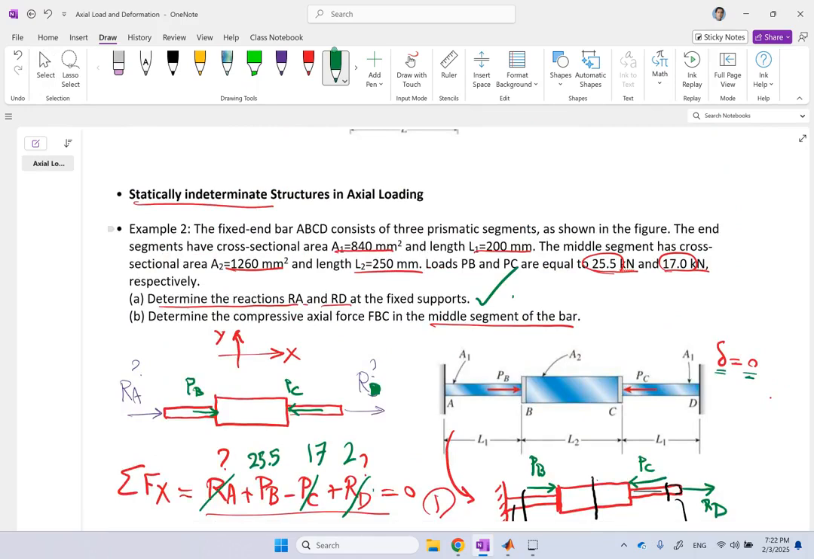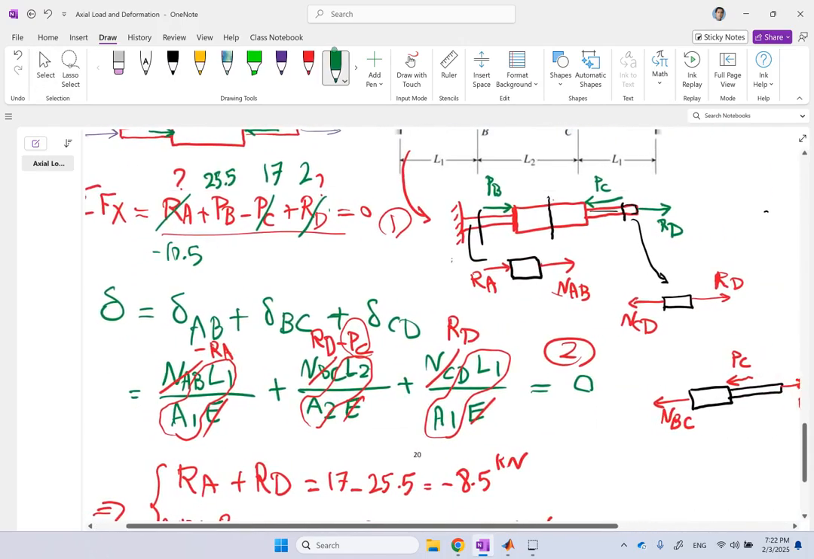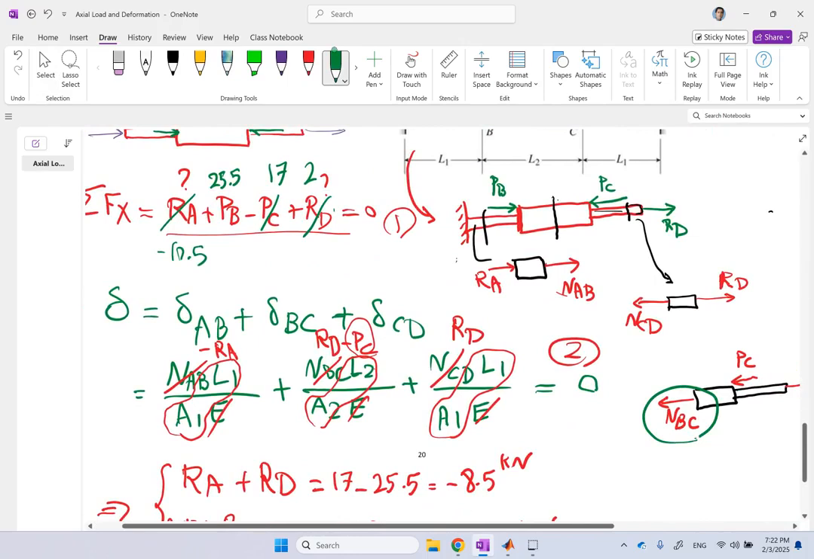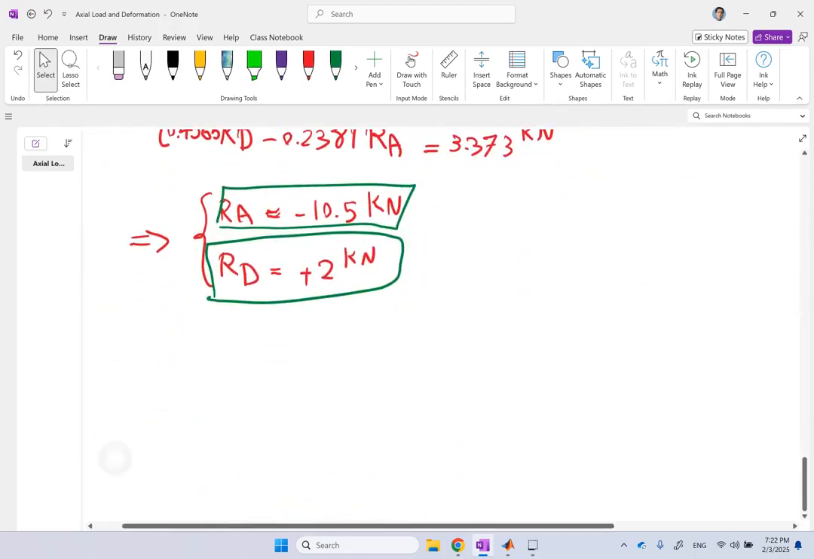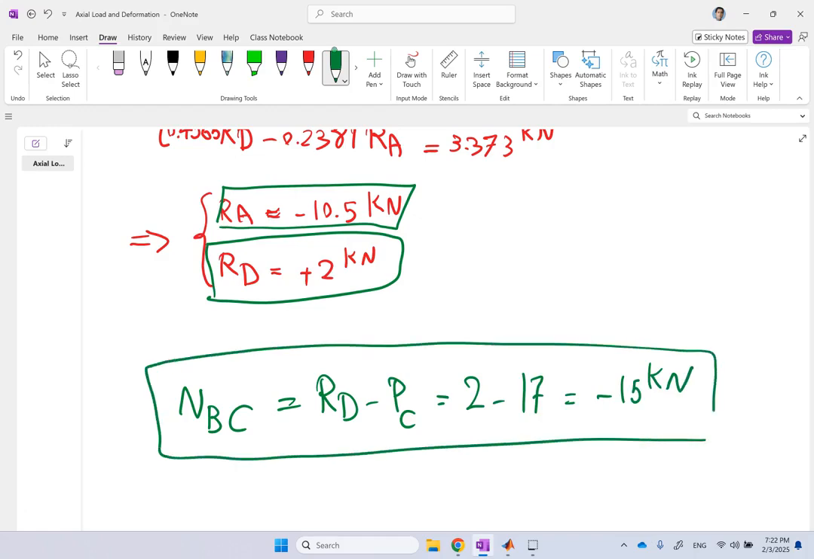Now it says, how much is the compressive axial force in the middle section? Remember, in the middle section, the force is NBC, and NBC is how much? RD minus PC. So let's write it. Well, RD is 2, PC is 17, so we get negative 15 kilonewton. And that is the compressive force in the middle section. Done.